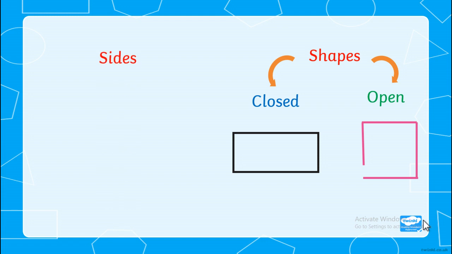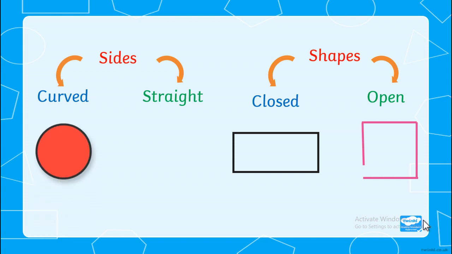Now we can classify or sort shapes according to their sides. Maybe they have 3 sides, 4 sides, 5 sides, 6, 7, 8. How many sides do they have? Also, we can classify them according to the type of the sides. Maybe the side is curved, or maybe it is straight. Curved sides like a circle, straight sides like any shape you know. Triangle, square, rectangle, all of them have straight sides.